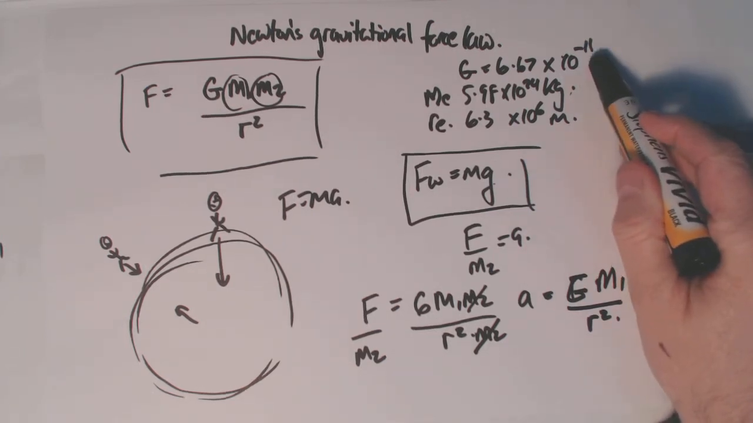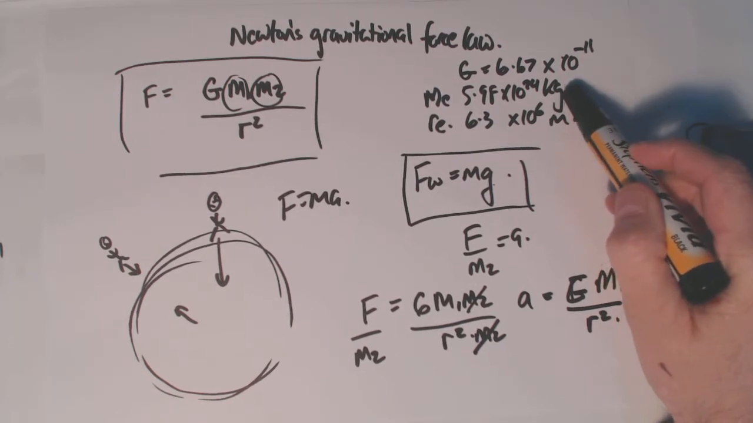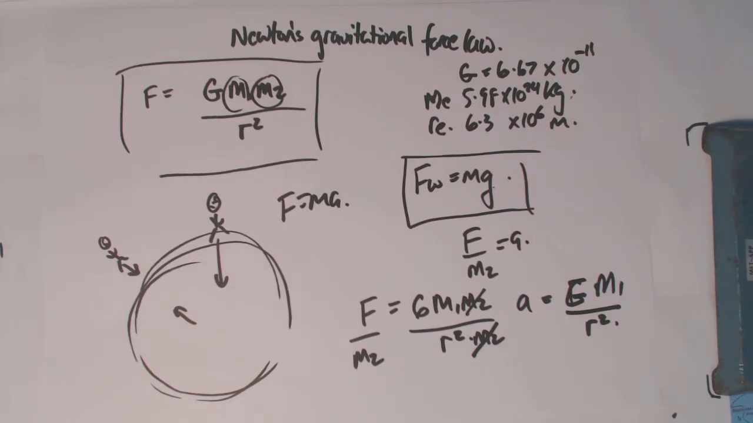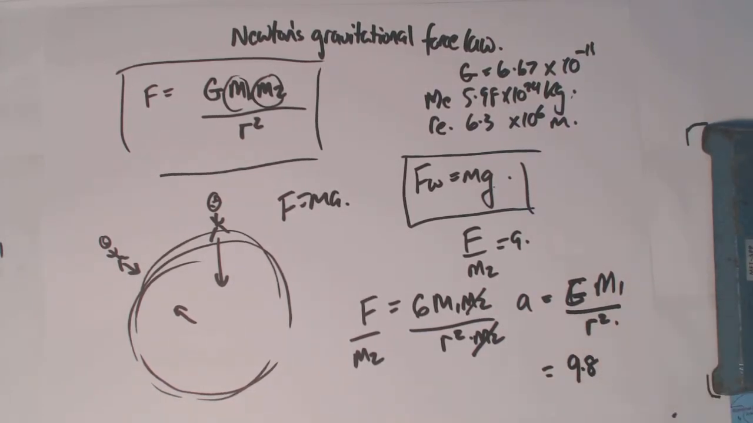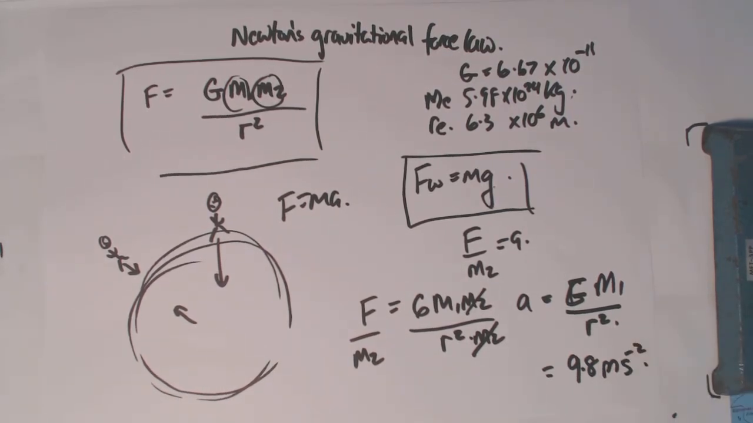Now if you put those numbers in, what's big G? 6.67 times 10 to the minus 11. Big M, mass of Earth, radius of Earth squared divided into, then believe it or not, well, I know you do believe it, we'll come up with the acceleration of 9.8 meters per second squared. So that's Newton's gravitational force law.